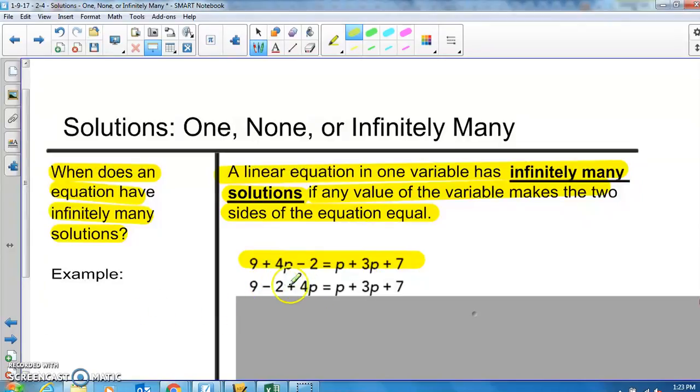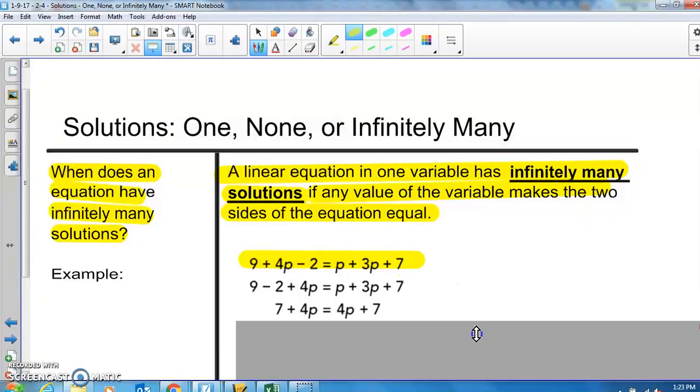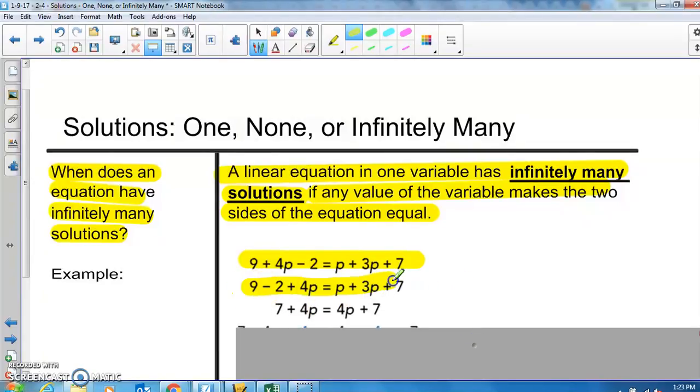All right, all I did here, from the first step to the second step, was rearrange it so that 9 minus 2 is right there, and then that p plus 3p plus 7 stayed the same. So as I just said, we get 7 plus 4p equals 4p plus 7. As you'll notice right here, 7 plus 4p is the same as 4p plus 7. They're just turned around. But as you'll also notice, are these exactly the same? They are. So that'll come into play in a little bit.